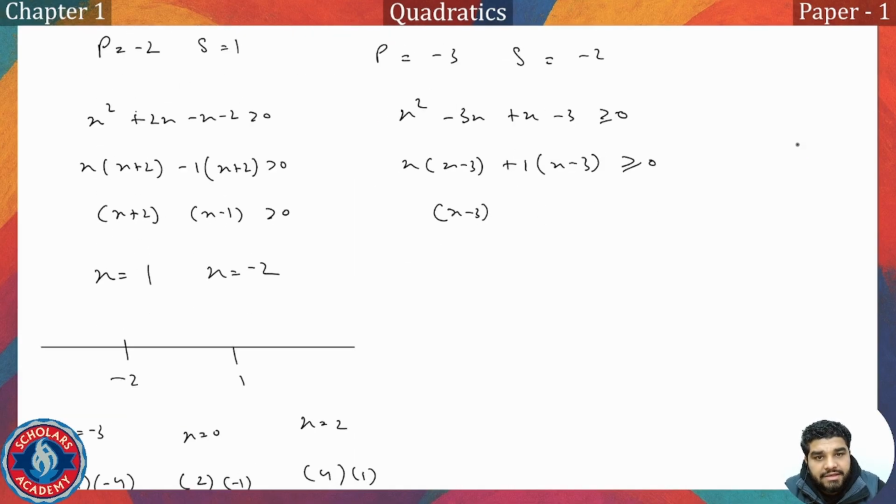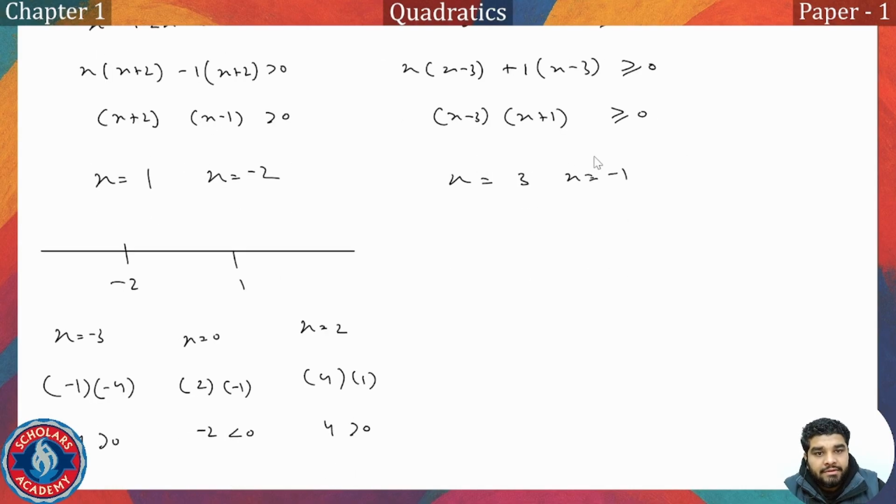(x − 3)(x + 1) ≥ 0. So if I check the zeros for this quadratic equation, x = 3 and x = −1 are the zeros, right? These zeros break the real line into three intervals, with boundaries at −1 and 3.